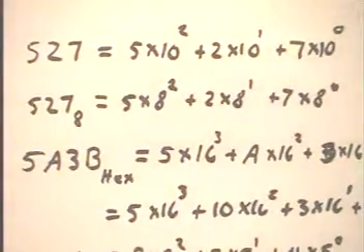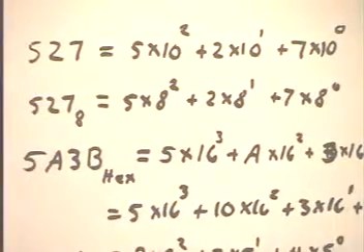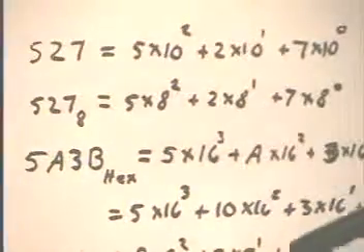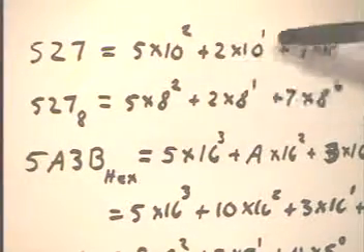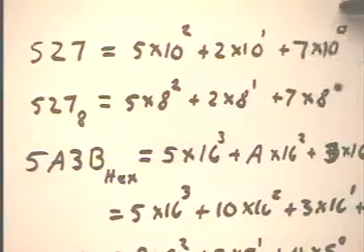Okay, we want to look at bases. The number 527 is 5 times 10 to the 2nd plus 2 times 10 to the 1st plus 7 times 10 to the 0.